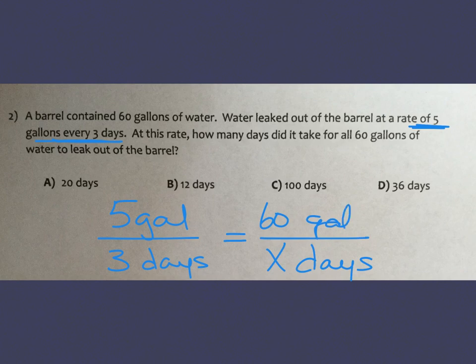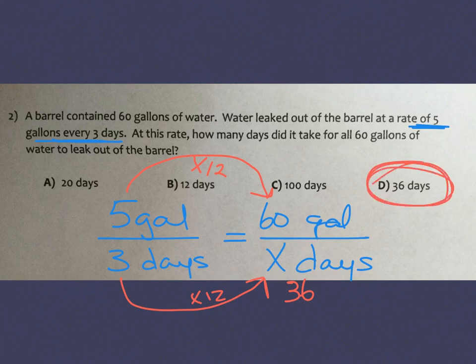We have a proportion, 2 equivalent rates. 5 gallons every 3 days would mean 60 gallons in how many days? Let's see, is there a strategy I can use here? Well, I can't go from 5 to 3 within, but it looks like I probably could go from 5 to 60 using between by multiplying by 12. And 3 times 12 would mean 36 days, which is answer choice D.